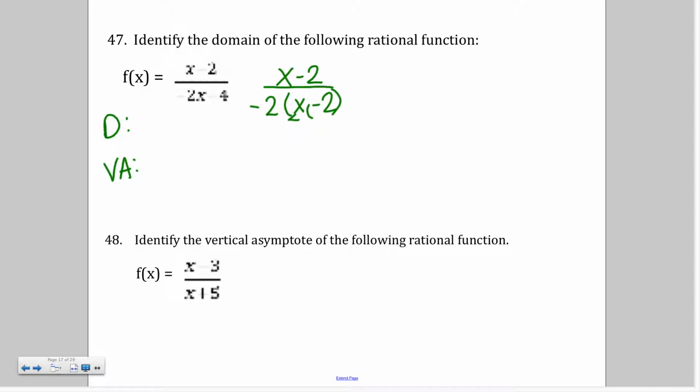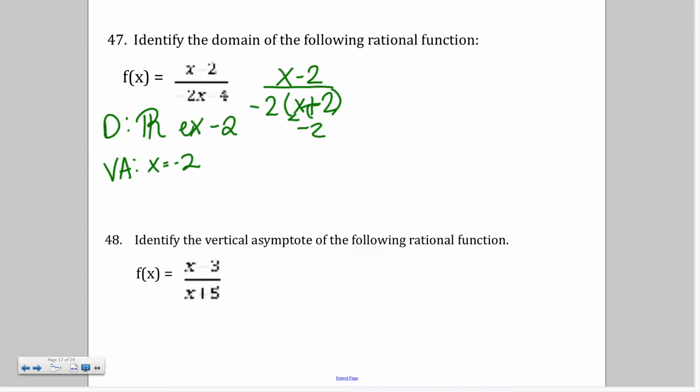I'm sorry, x plus 2 is what that should be. Now I'm going to set the bottom equal to 0 since nothing cancels, and I have a vertical asymptote at x is equal to negative 2. So it's all real numbers except negative 2.